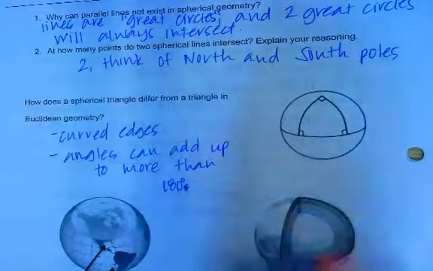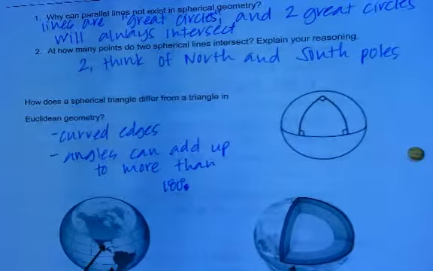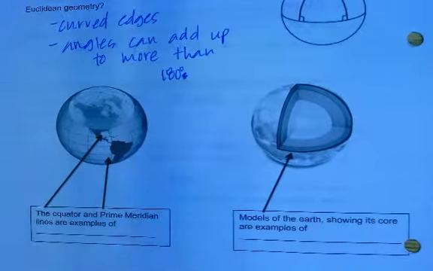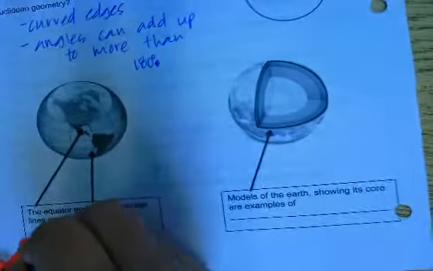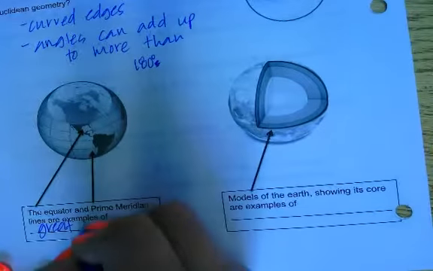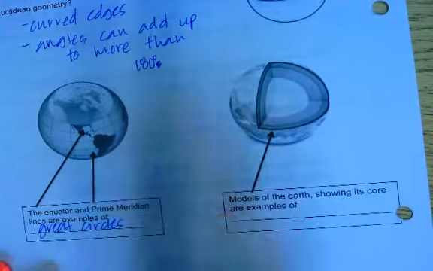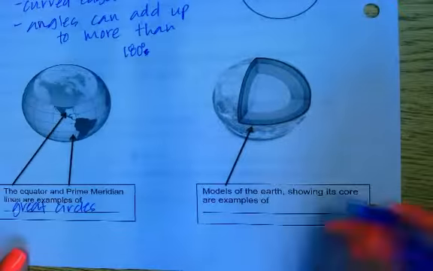Last 2 things. The equator and prime meridian are examples of great circles. Models of the Earth showing its core are examples of what? Non-Euclidean triangles. Non-Euclidean triangles are just spherical triangles.